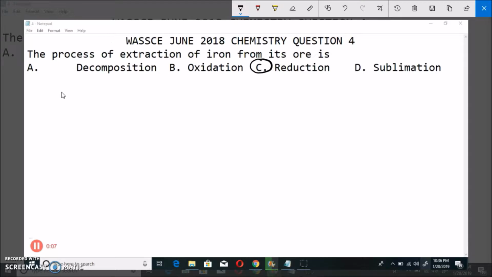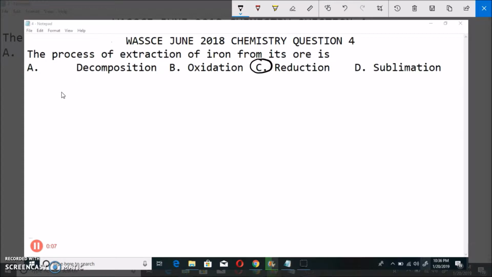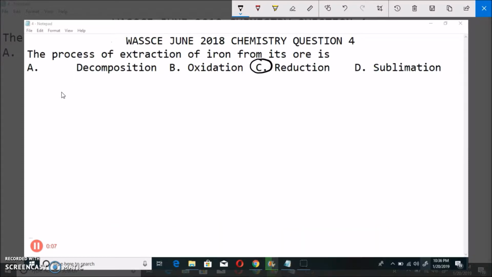It is reduction because iron ore is reduced to iron by carbon 4 oxide, or carbon 2 oxide actually, formed by the action of carbon 4 oxide on white coke in the extraction of iron from its ore. So the answer is actually reduction, and it can be found in the Iron and its compounds chapter in your chemistry textbook.